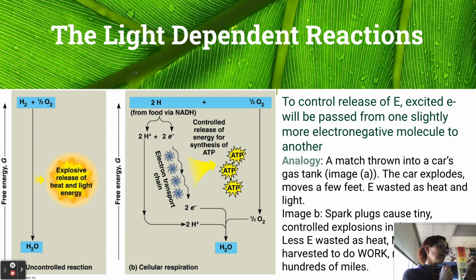All right, and then just a quick reminder why some of this happens. These electrons are being released and they're going down an electron transport chain very gradually so that their high energy is absorbed very slowly.